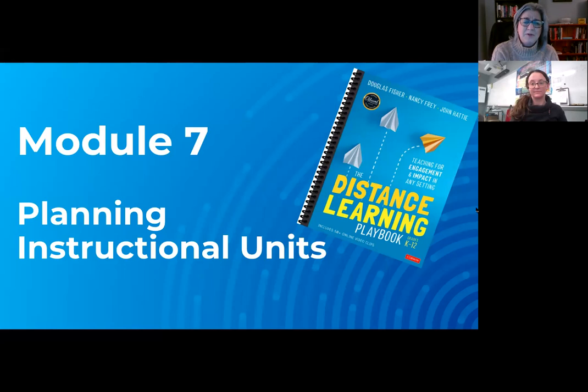Today we're looking at module 7 about planning instructional units. We feel like this is really timely since a lot of folks are starting a new semester later this month. And some of you will have all new classes. So it seems like a good time for a reset and to really think about how we might be doing our instructional planning a little bit differently.